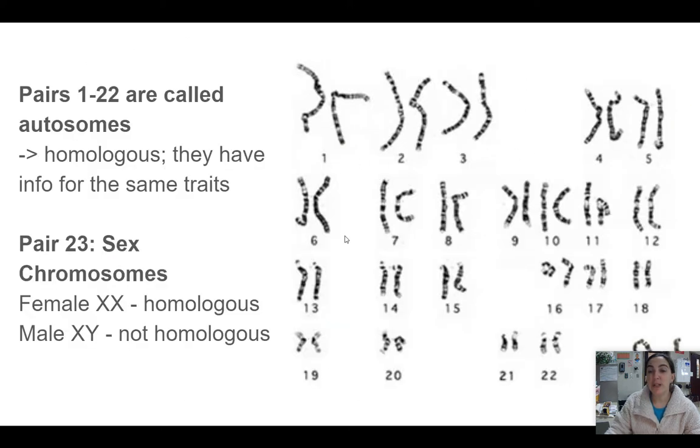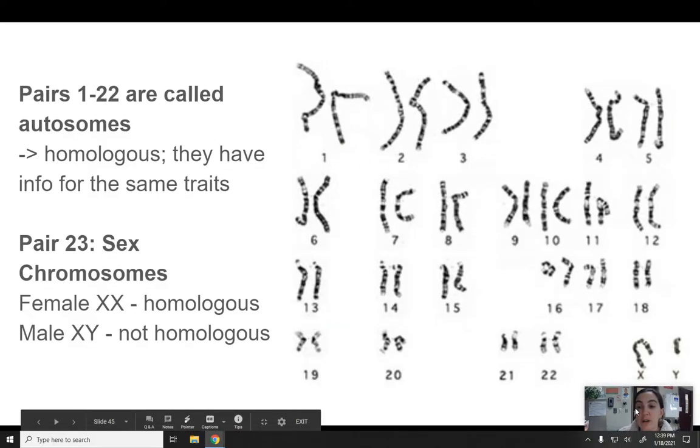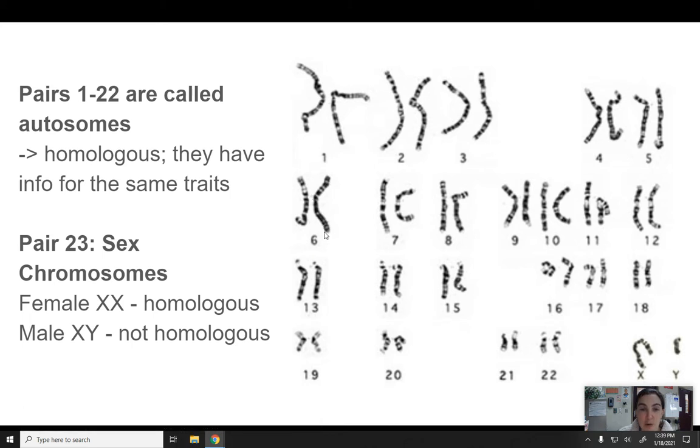The first 22 of these pairs are what are called autosomes. They're just the normal chromosomes that are the same for everybody. And they are what we call homologous chromosomes. You can see the two chromosomes in a pair are about the same length, even if they're not totally laying in the same direction. They also have the same pattern of those dark and light bands. And what you can't see in these pictures is they hold the genetic information for the same traits.